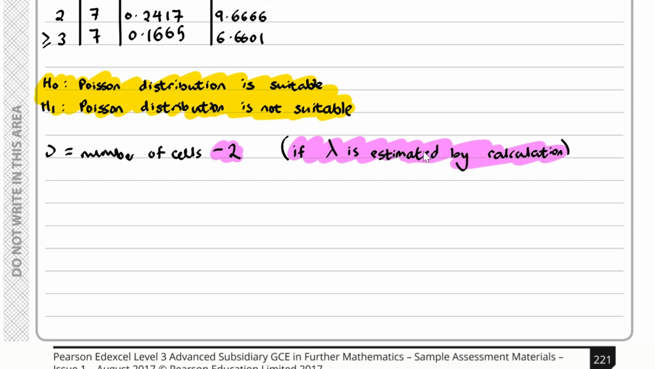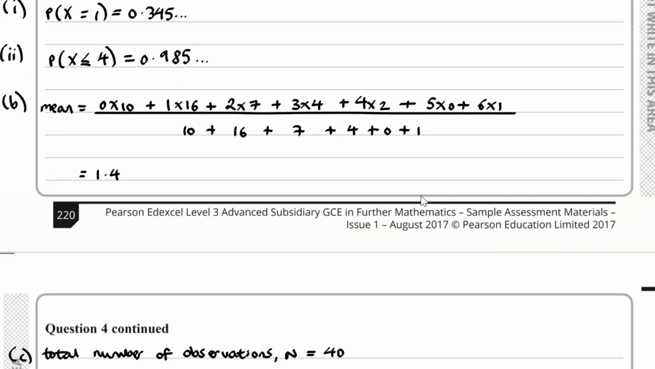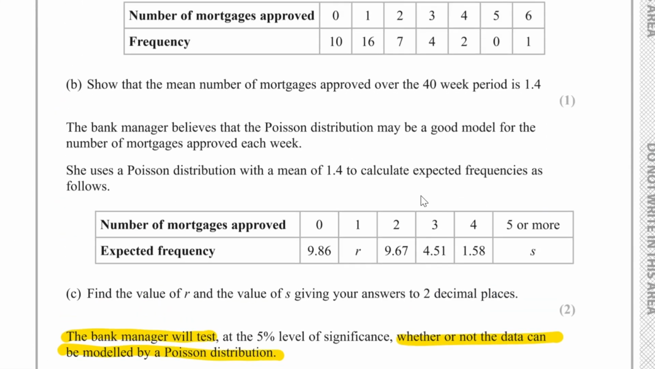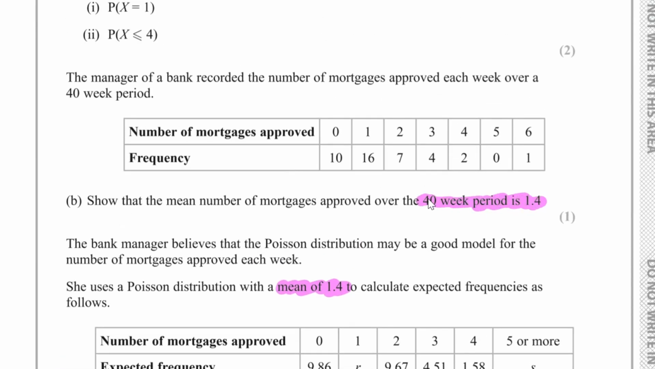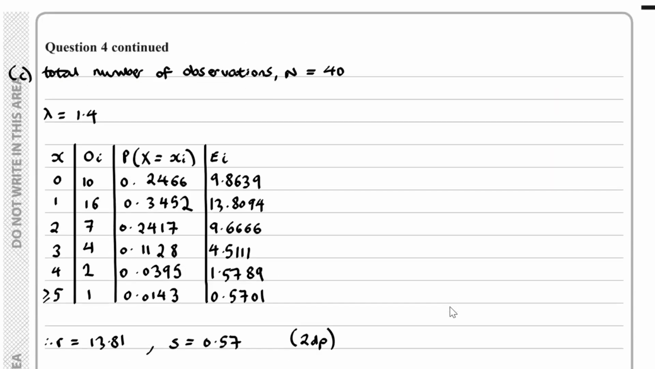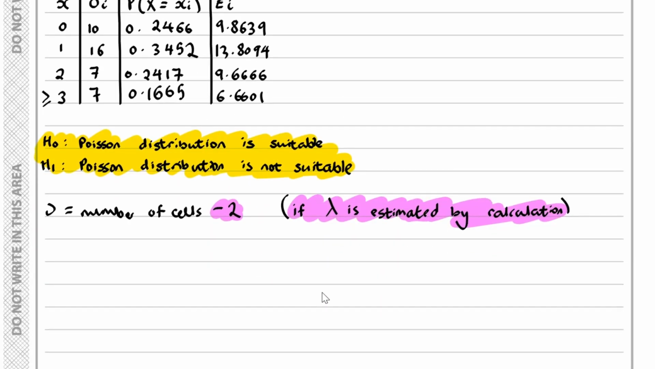Alright, so you should be familiar with that. And we know that we estimated the mean because that's what we had to do over here. We had to calculate the mean over a 42-week period. So that's why we'd subtract 2. So the degrees of freedom, well, we have 1, 2, 3, 4 cells minus the 2. The degree of freedom is equal to 2. Okay?